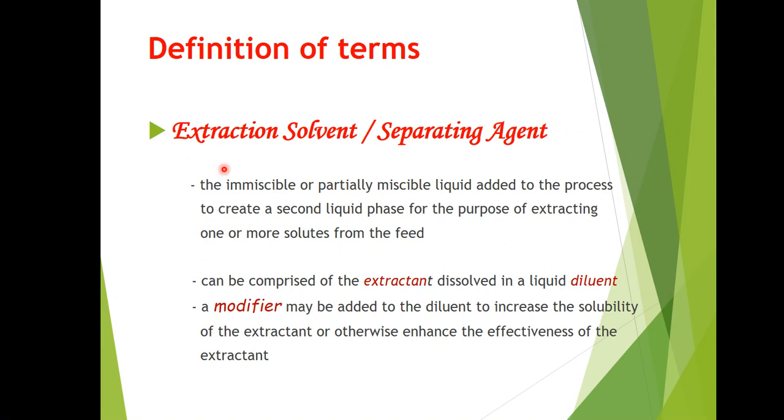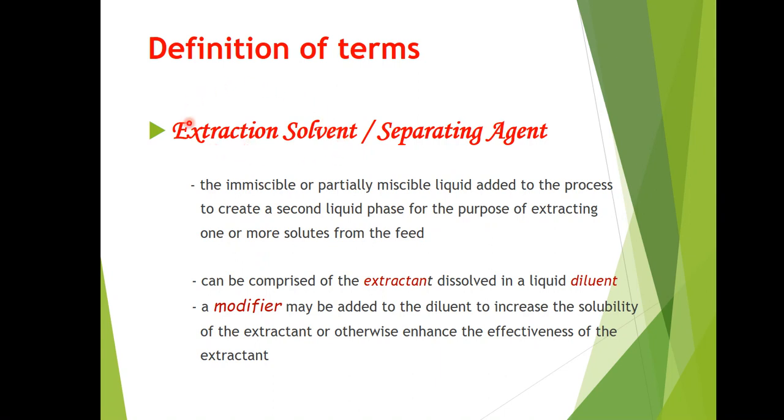Then we have what we call extraction solvent or separating agent. So we have a carrier solvent in the feed, but we also have another solvent which is the extraction solvent or separating agent. I think the name itself implies what it does. So this is the immiscible or partially miscible liquid that is being added to the process to create a second liquid phase for the purpose of extracting one or more solutes from the feed. So this is the primary reason why extraction happens. It's because of the extraction solvent.